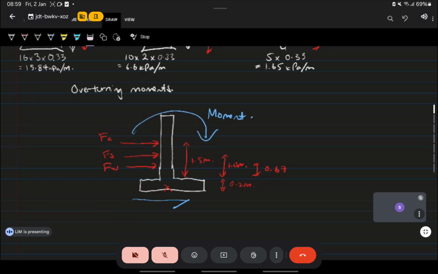How do you calculate the moment? I don't want to show you. I want to ask, how do you calculate the moment? Now, think about it. Take a good look at this. What is this actually? How do you design this?